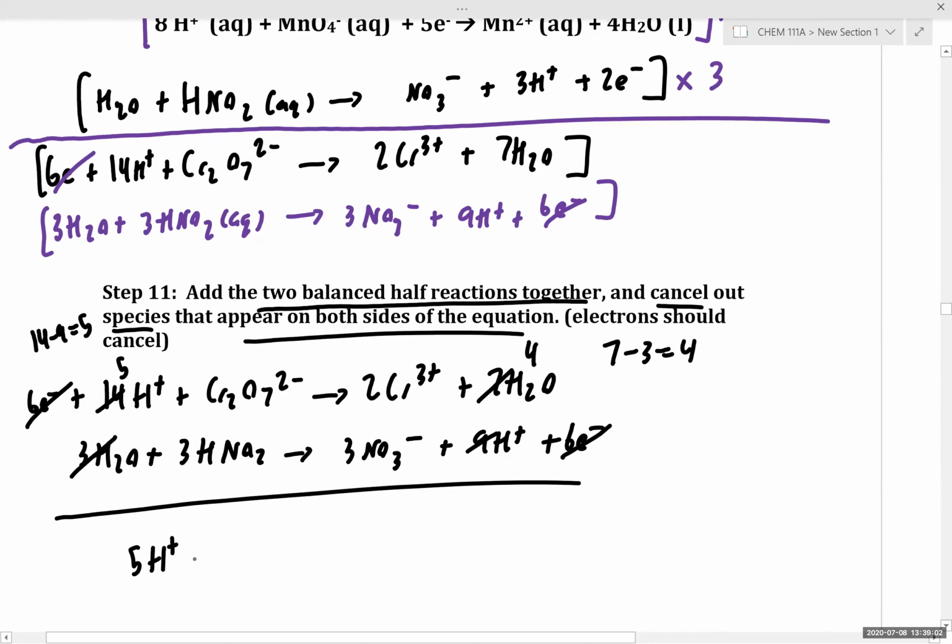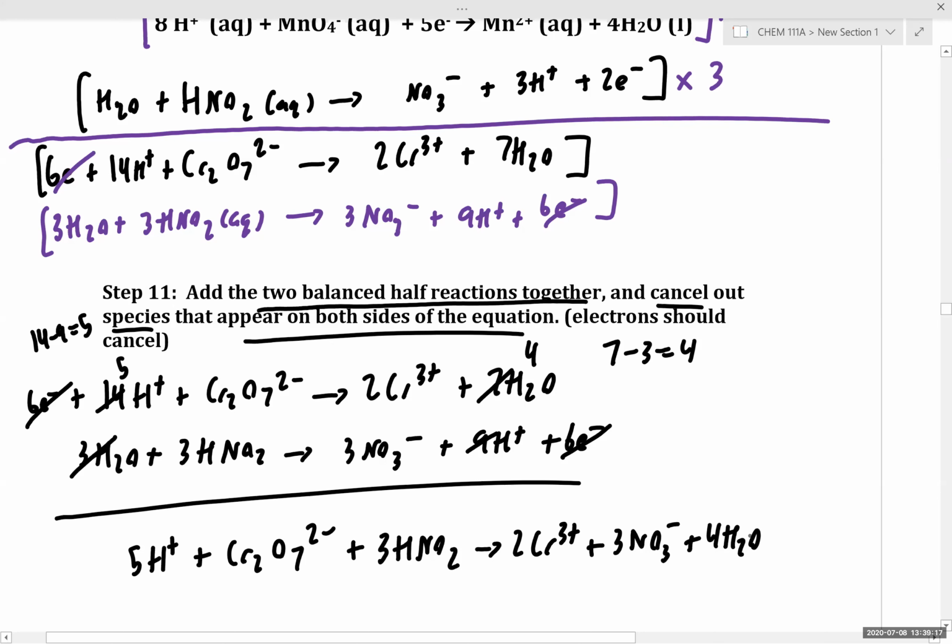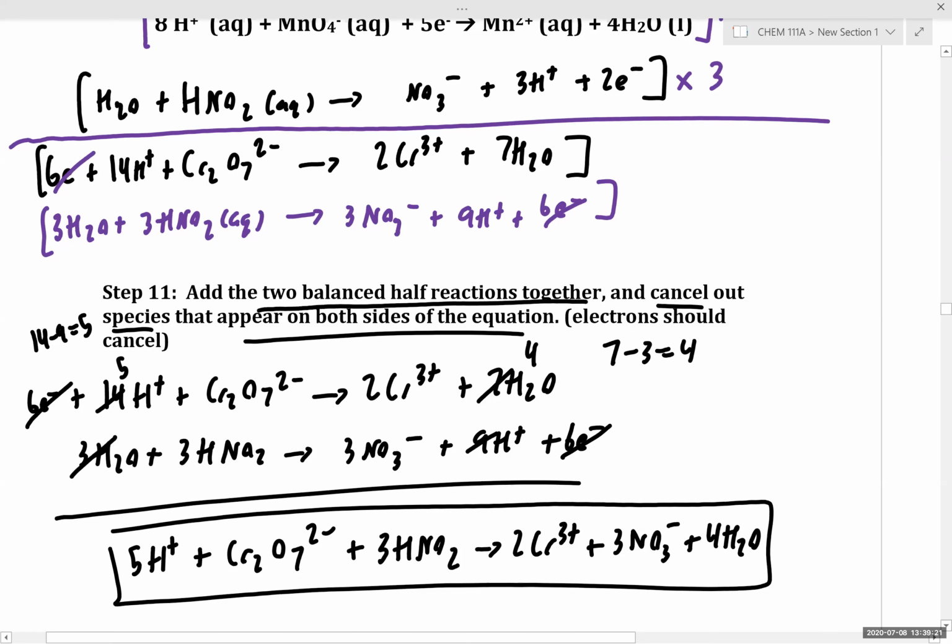We have 5H+ plus Cr2O7 2- plus 3HNO2 leads to 2 Cr3+ plus 3 NO3- plus 4 H2O. And now that's our complete balanced redox reaction.